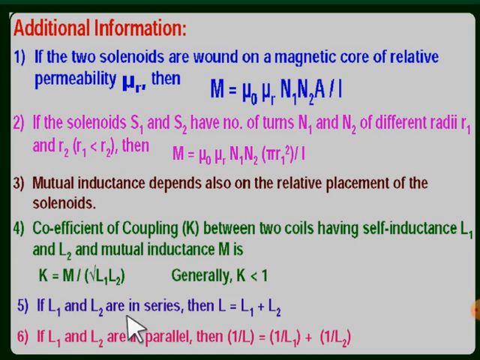If L1 and L2 are in series, if the two solenoids are kept in series, then your equivalent self-inductance will be equal to the sum of the individual inductances of those two solenoids. It is similar to finding the equivalent resistance in the case of resistors. When they are in series, the equivalent resistance is given by the sum of the individual resistances, like this also. If L1 and L2 are in parallel, then the reciprocal of the equivalent self-inductance will be equal to the sum of the reciprocals of the individual self-inductances.